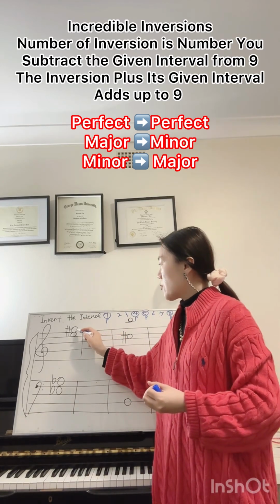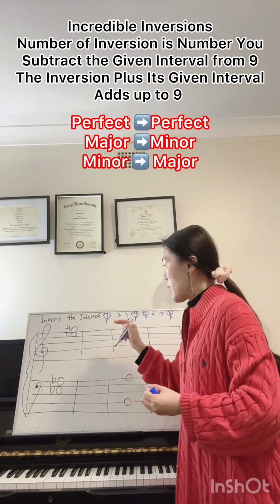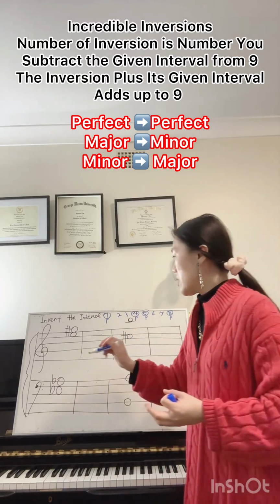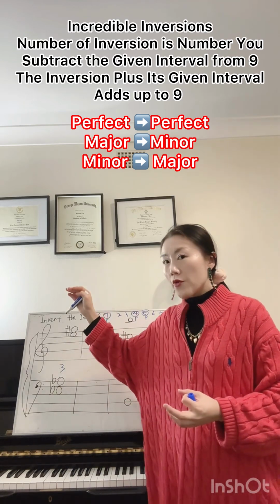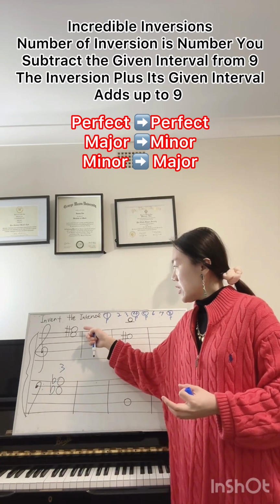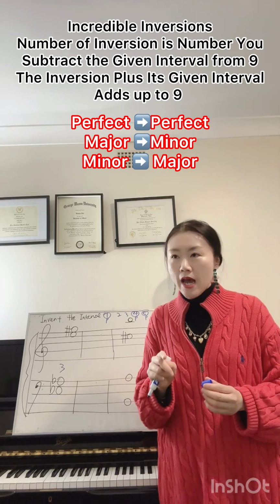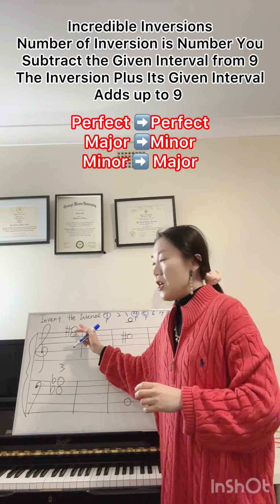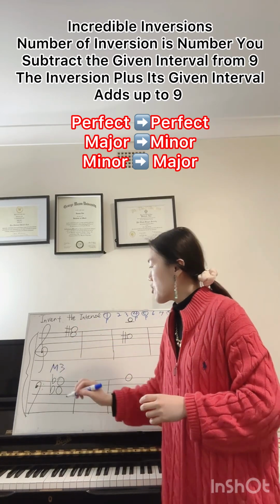First, you have to identify the given interval. You do the number first and then the quality later. E to G: what is the number of the interval between E and G? The third. Now you need to figure out whether it's major or minor. Always go through the major scale of the lowest note. E major has 4 sharps: F, C, G, D. So there is a sharp next to G, which is the third. The G sharp is the third note of E major, so that becomes a major third.